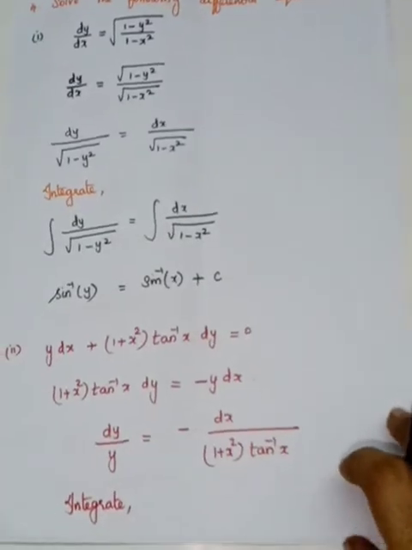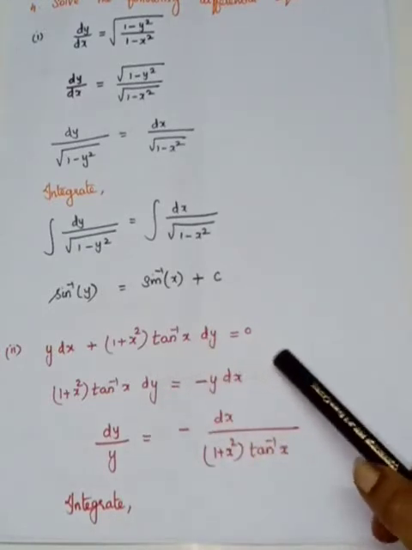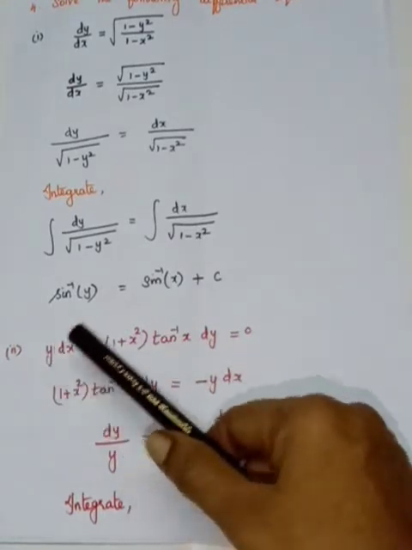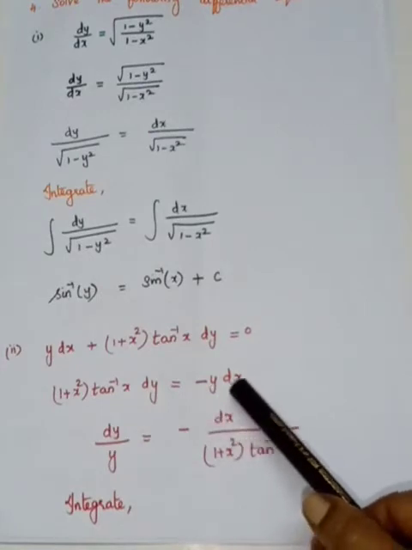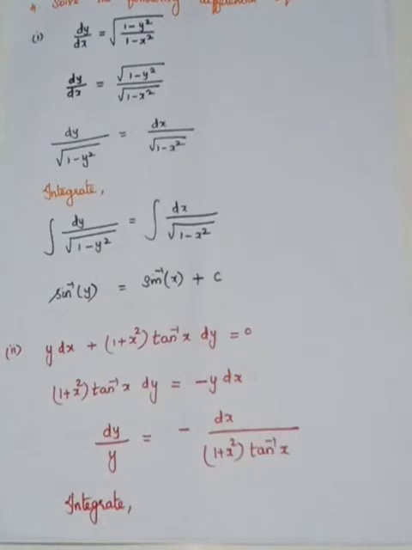Coming to the second subdivision, y dx plus (1 plus x squared) tan inverse of x dy is equal to 0. So here plus is there, so bring any one term to the other side. So y dx, when you bring it to the other side, it is minus y dx. And now what you can do, you can separate it.